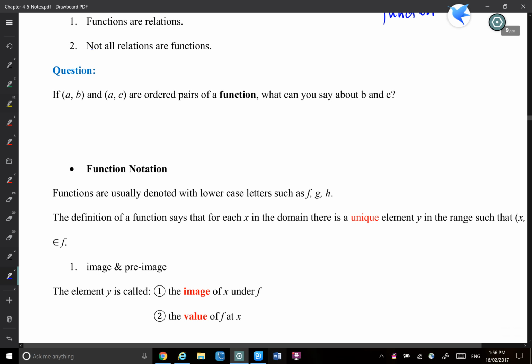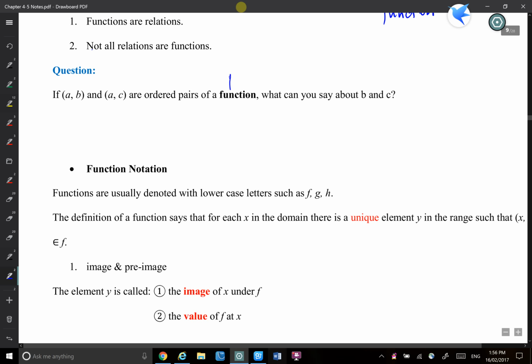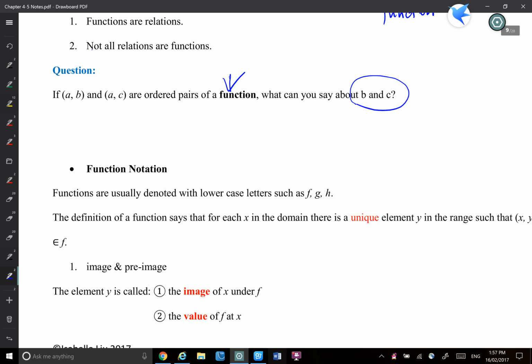Okay, so the question is, if you have two coordinates (a, b) and (a, c) that are ordered pairs of a function, they are points on a function. What can you say about b and c? So first of all, what is a function? A function is for each individual x value, you will only have one corresponding y value, right? So now you have (a, b) and (a, c). You have two coordinates for the same x value a. Is that possible for a function? It's not possible. So what can you say about b and c?